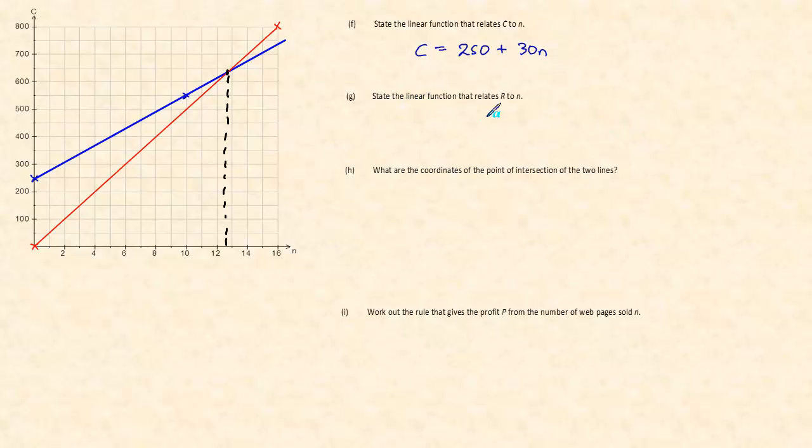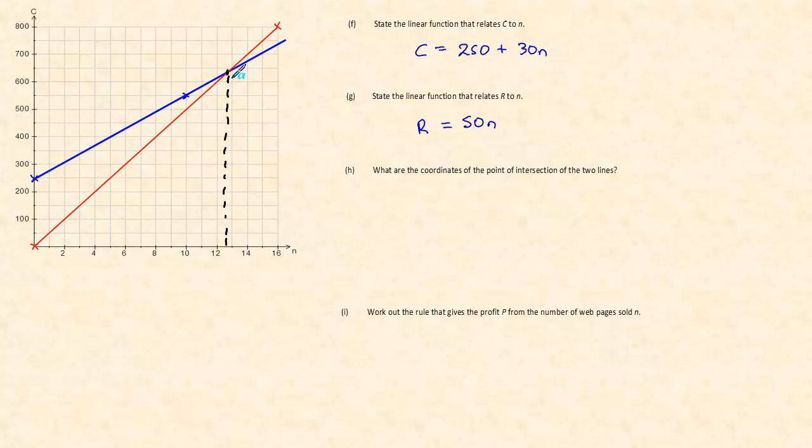The linear function that relates R to N, so the intercept is at 0. Every time we go 1 across, we go 50 up, so that's going to be 50n. What are the coordinates of the point of intersection of the two lines?